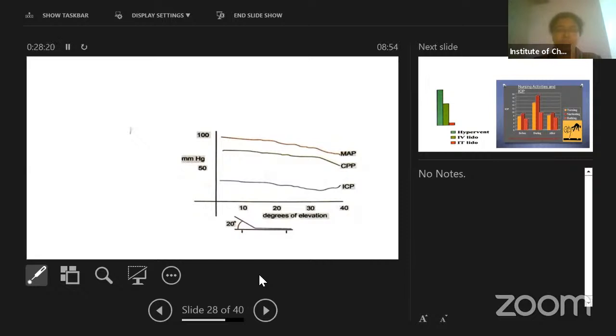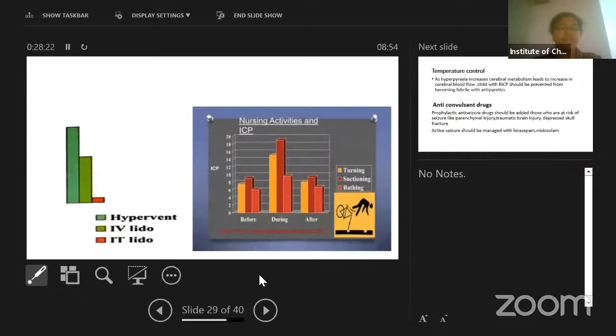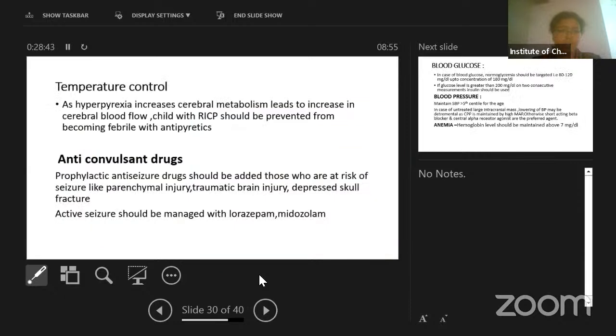various degrees of elevation. And this is the range of the graphical representation of the various activities like turning, suctioning, and bedding, and how the raised ICP is measured. This is the graphical representation.